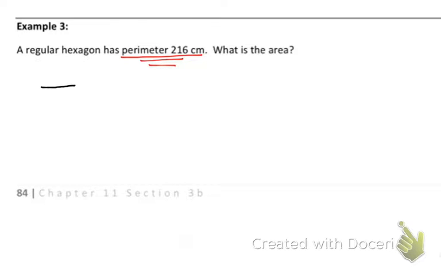A hexagon has how many sides? 100? Oh, I was way off. 40. So we have 6 sides. Well, that's pretty good for me.